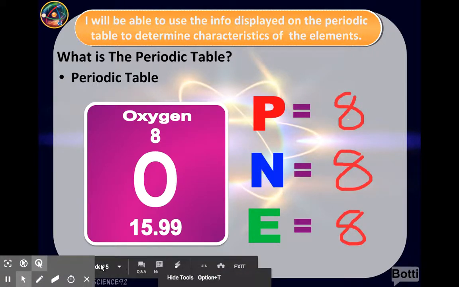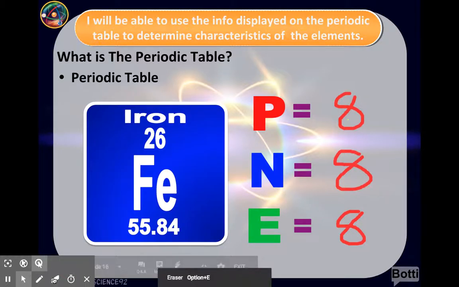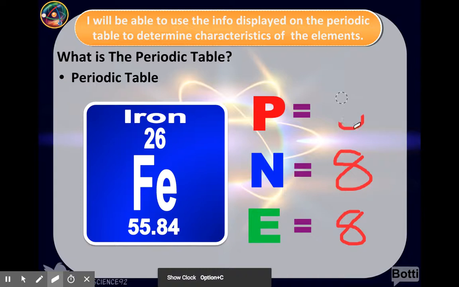So let's go to our next slide. Ooh. There's got to be a better way to do this, but here's what we're doing.